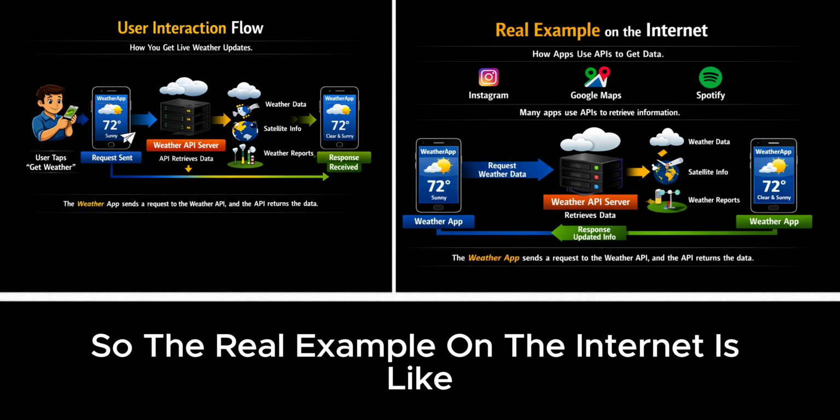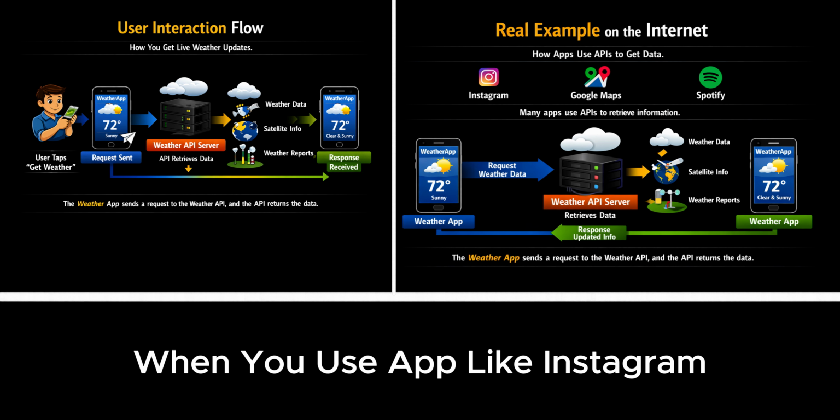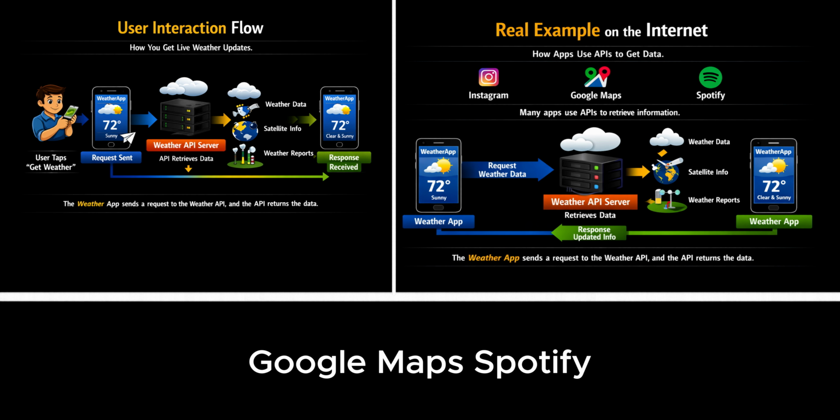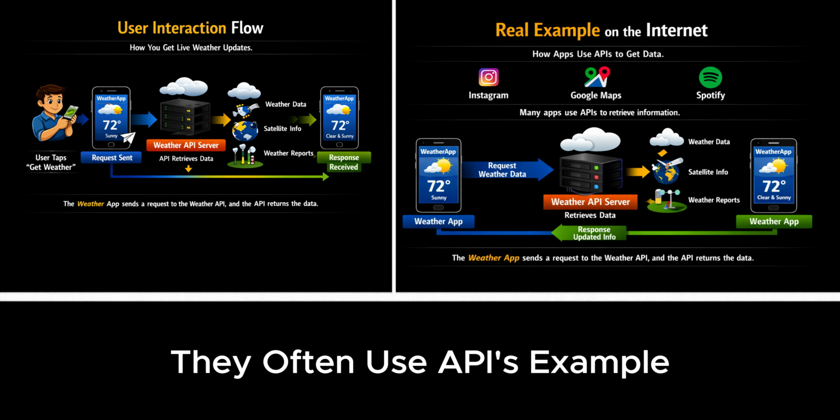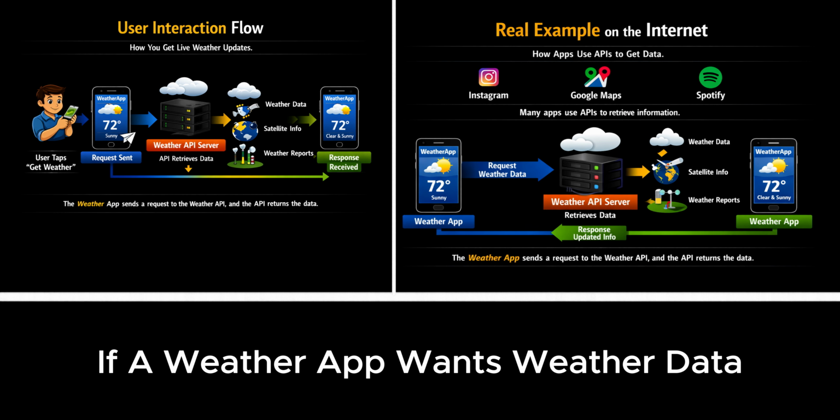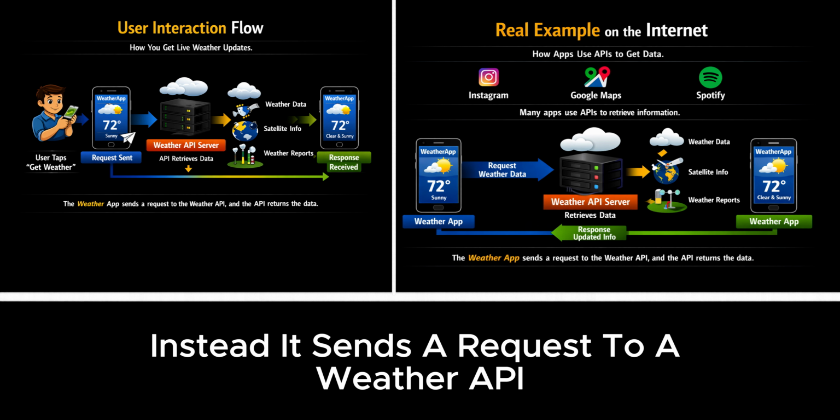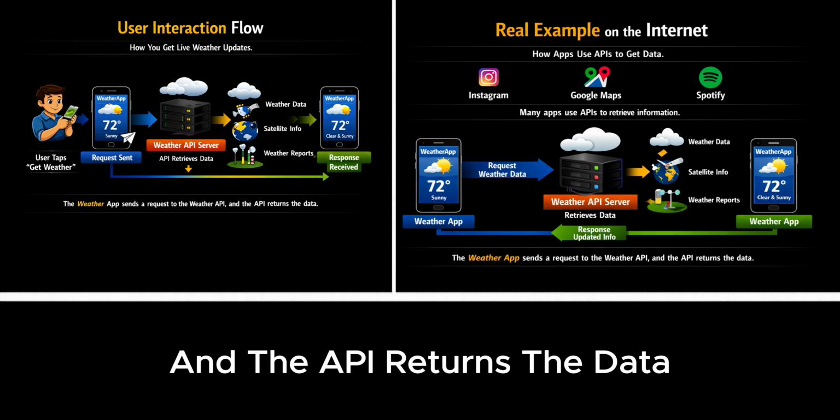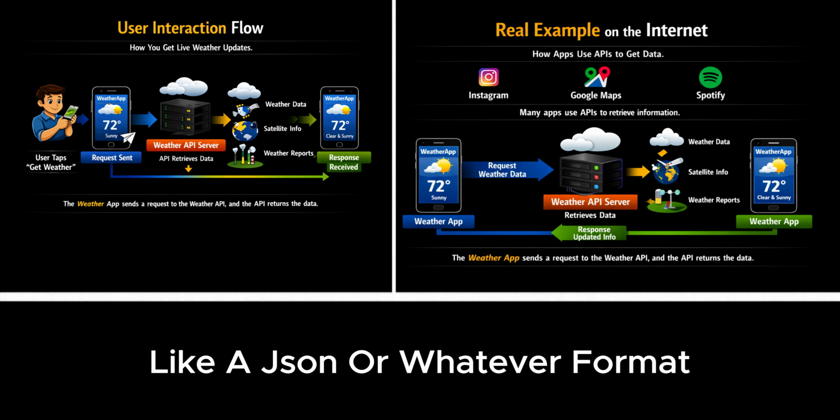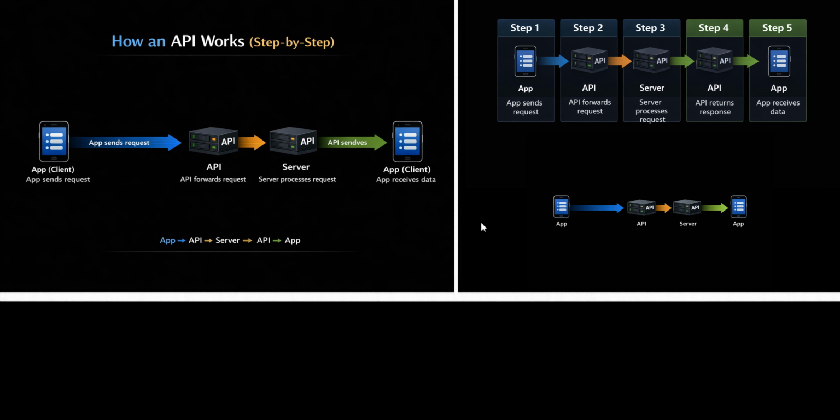The real example on the internet is when you use apps like Instagram, Google Maps, Spotify. They often use APIs. For example, if a weather app wants weather data, it doesn't collect it itself. Instead, it sends a request to a weather API and the API returns the data in a format like JSON.